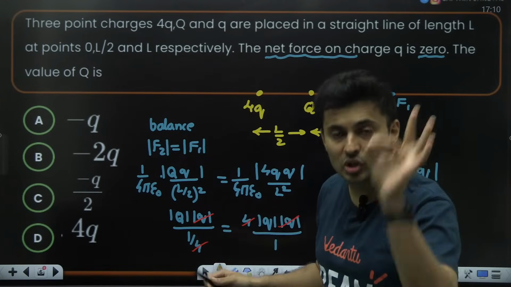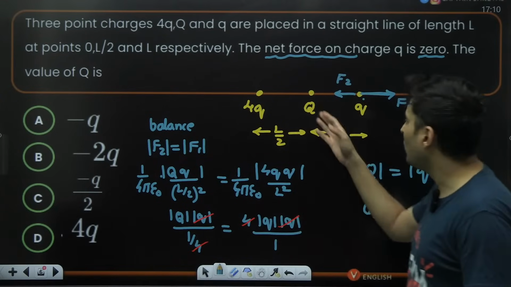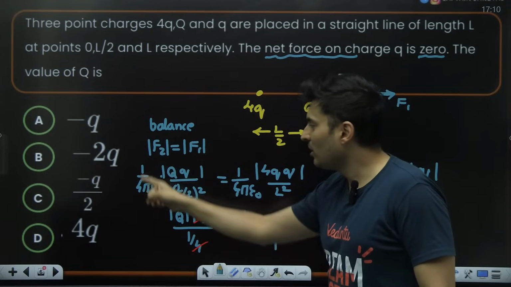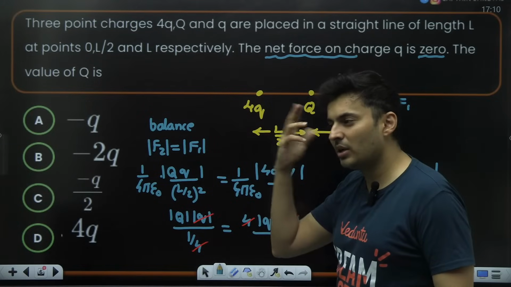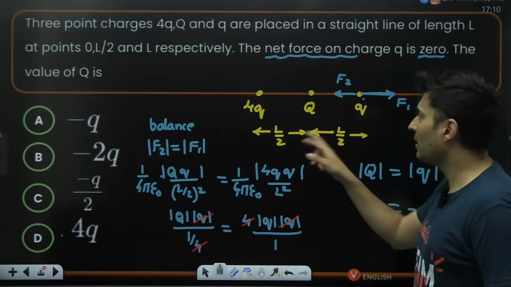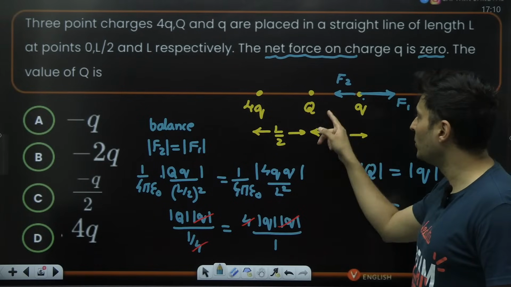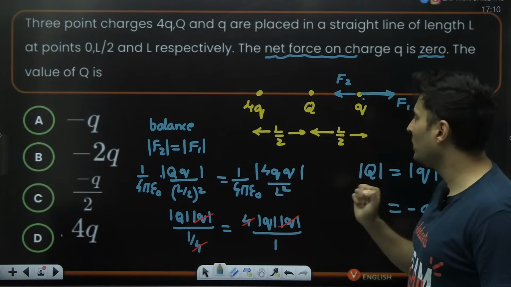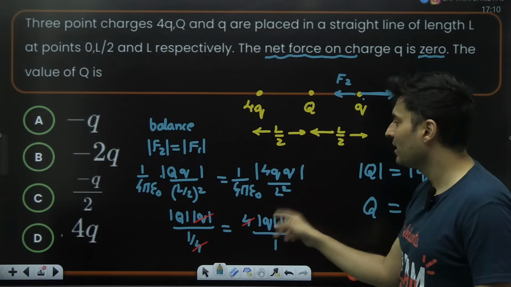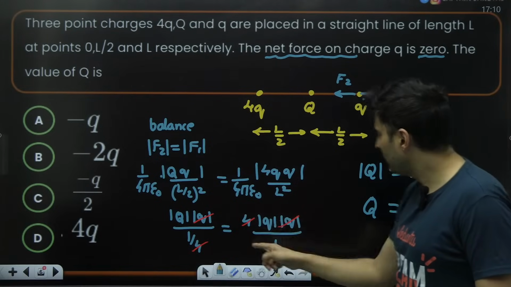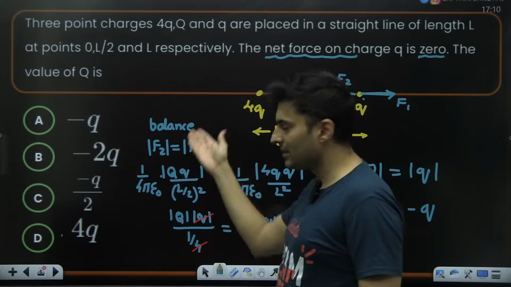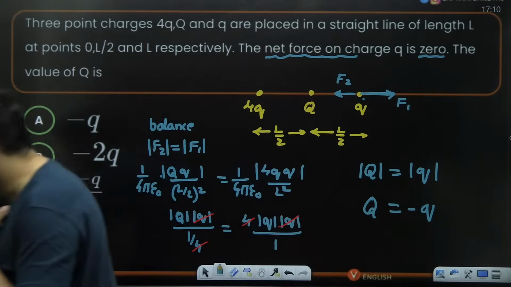When you actually solve in the exam, obviously you will not write the word balanced, and you will not write 1 by 4 pi epsilon in your head. You know it is going to get cancelled. So your mental calculation will be like q divided by L by 2 square will be balanced by 4q divided by L square. That is all that will be there. 1, 2, 3, three steps. You will not be doing all these things. Is that right? Yep.